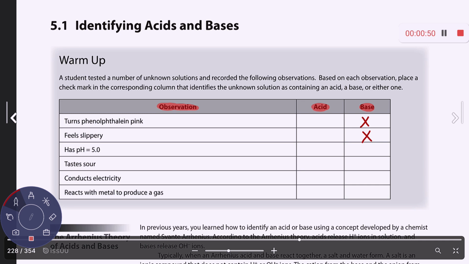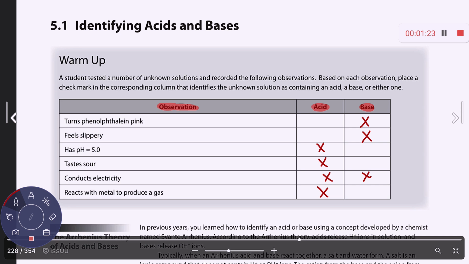What has a pH of 5? Acid, yeah, because pH less than 7 are acidic, greater than 7 are basic. What tastes sour? Acid, yeah. What conducts electricity? Both. Yeah, good job, because both an acid and a base will produce some freely moving ions in solution. Whether it produces a ton or just a few is determined by whether it's a strong or a weak acid or base. What reacts with metal to produce a gas?